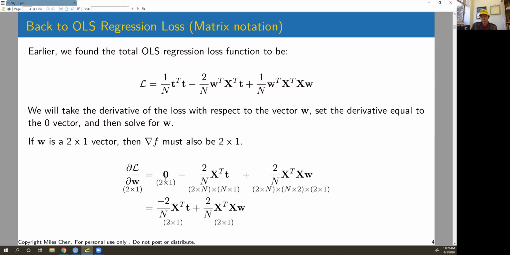It doesn't vary with respect to W, and so the gradient of that is going to be the 0 vector. Again, it has to have the same dimensions as W, so it's going to be a 2×1 0 matrix or 0 vector. Here I have minus 2 over n W transpose x transpose t. How does this thing vary with respect to W? Well, the scalar value just comes down. That's a scalar constant there.